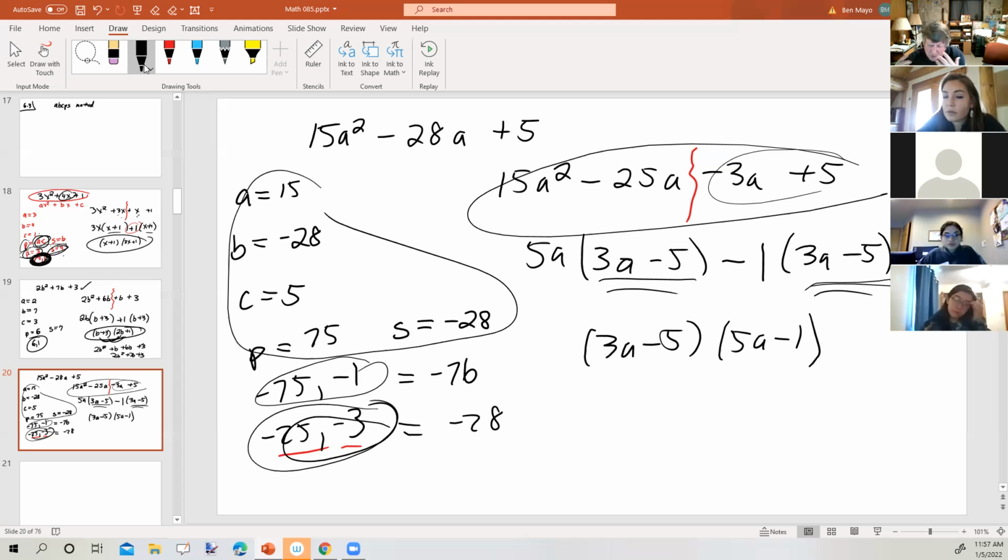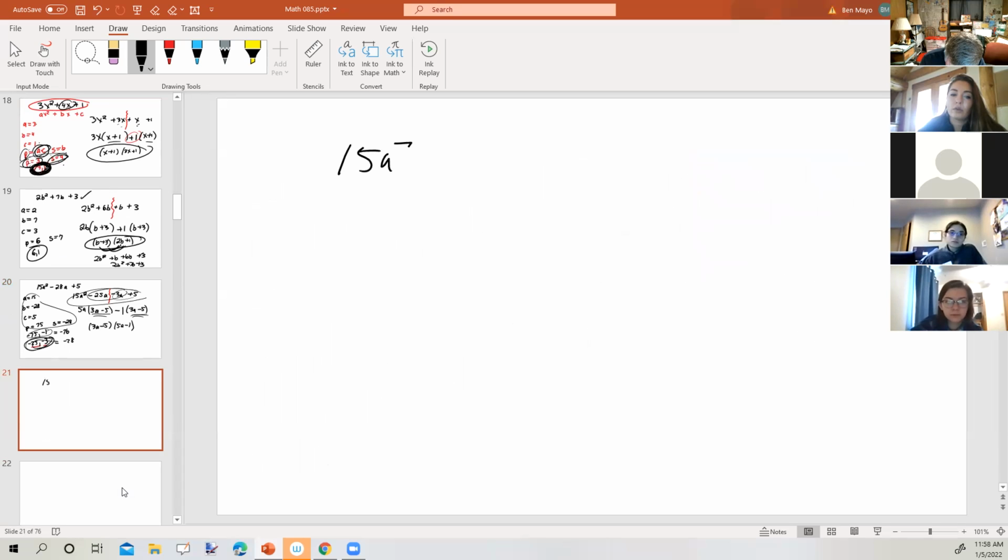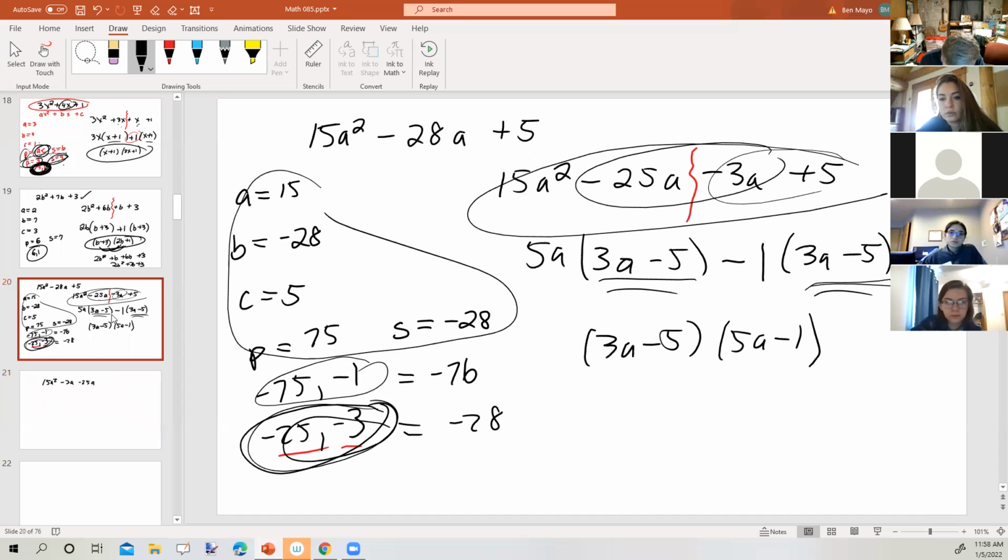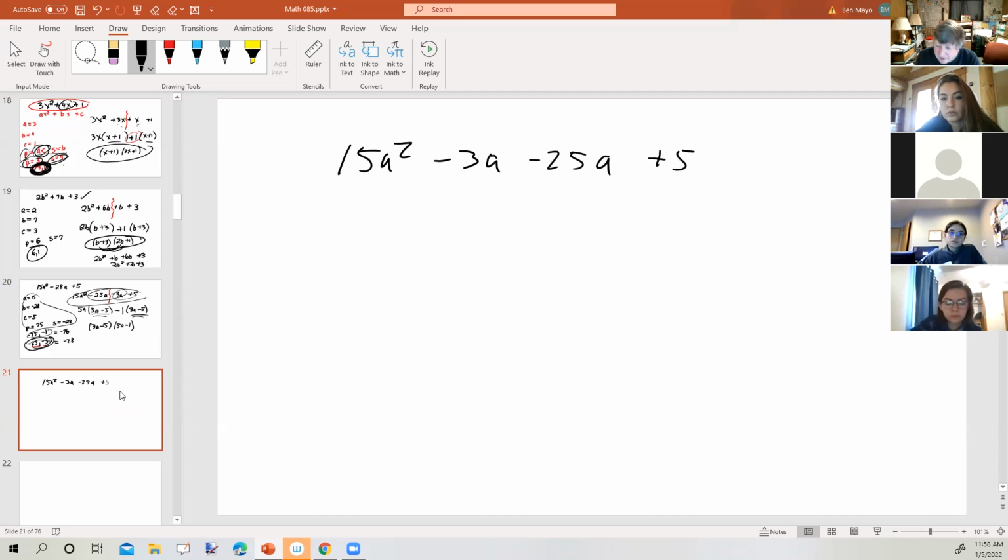Question, Mr. Mayo, I noticed that you wrote the two middle terms in the same order as the numbers were here. Does it matter which order we put them in? What if I wrote the -3a first and then the -25a? Would that change things? Well, yes and no. Let's take a look at that. Okay, so I've taken those two middle terms and I've just flipped them around.